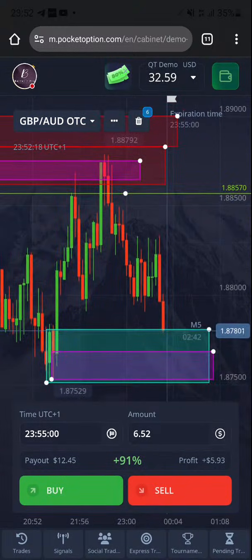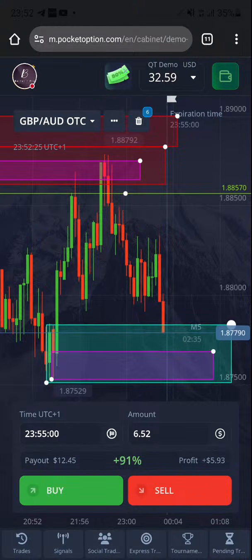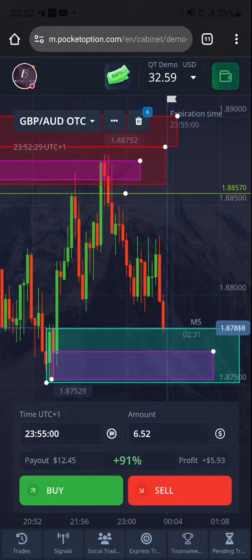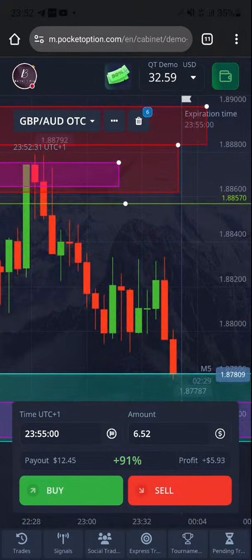Okay, price is coming into our entry. I'm going to take the trade down here. I'm not going to take it inside this demand area. I'll take the trade inside the entry. I'm expecting a push to the upside. Okay, let's wait for it.